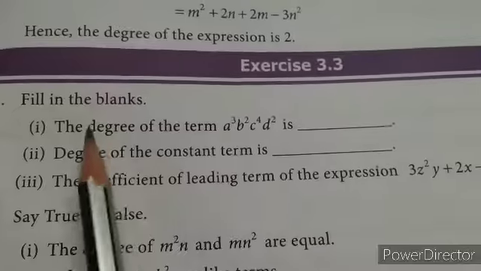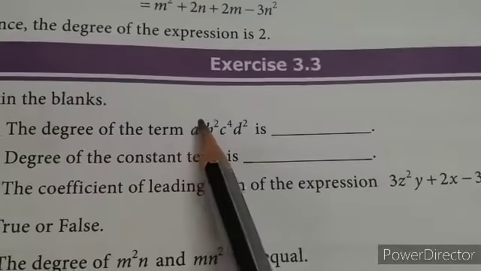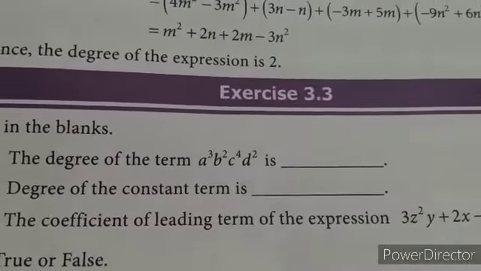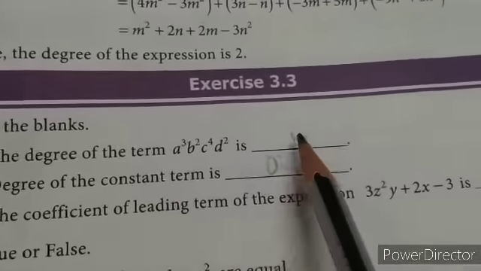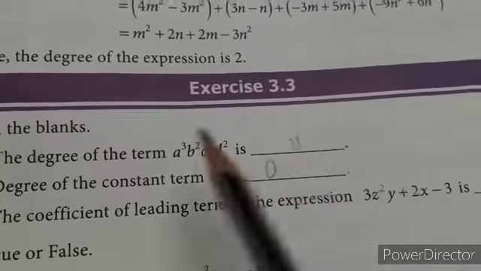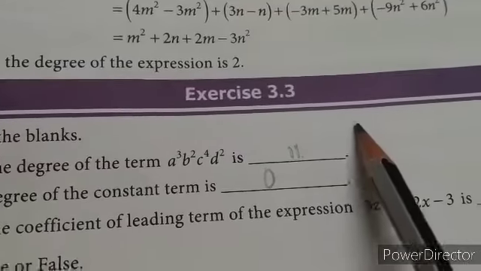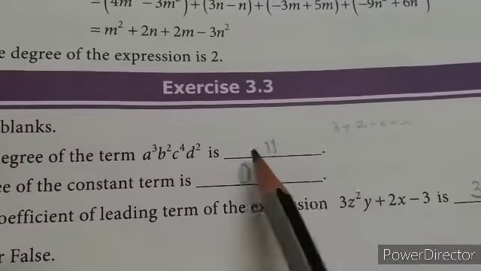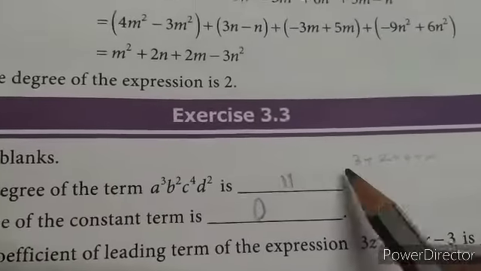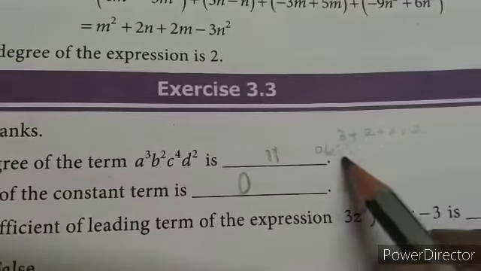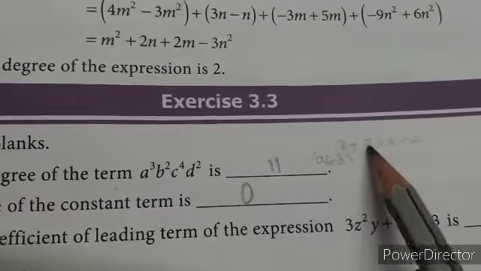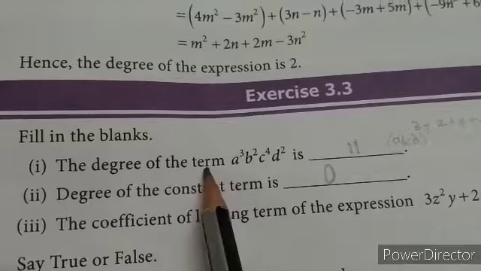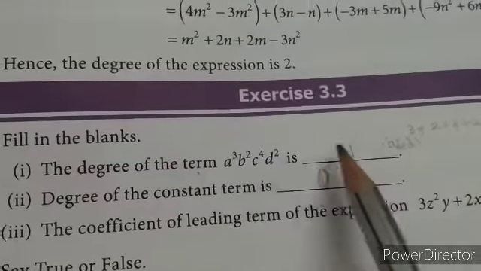The first question: the degree of the term A power 3, B power 2, C power 4 and D power 2 is dash. The answer is 11. Add the powers 3 plus 2 plus 4 plus 2. It is 11. So for A, B, C, D, the power is 3 plus 2 plus 4 plus 2. So the degree of the term, that is the power of the given term, is 11.